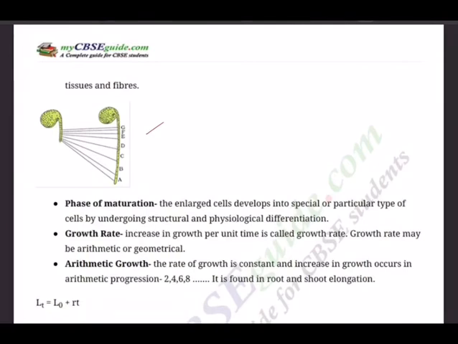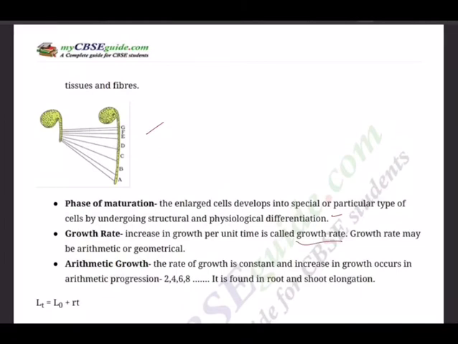That is, the enlarged cells develop into special or particular types of cells by undergoing structural and physiological differentiation. This is important. If every cell that is formed is round, then the whole organism becomes round, a football, a basketball. But that is not the case. Depending upon the function, depending upon the location, the cells undergo differentiation. And once they undergo differentiation, they are meant to perform a particular function. To do that particular function, they have to move to a particular location. So there will be change of location as well as function. Hence, that phase of differentiation will decide the shape of the organism also.